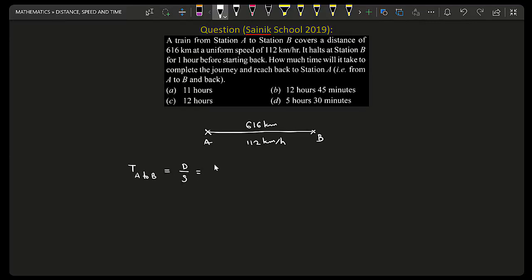What is the distance? Sir, 616 kilometers. And what is the speed? Sir, 112 kilometers per hour. Now, simplify this. Sir, kilometer cancels. Next, sir, 2 threes are 6, 2 ones are 2, and 8 in the denominator. With which number are you doing the division? Both of them, sir, 2. 2 fives are 10 and 2 sixes are 12. 2 threes are 6.